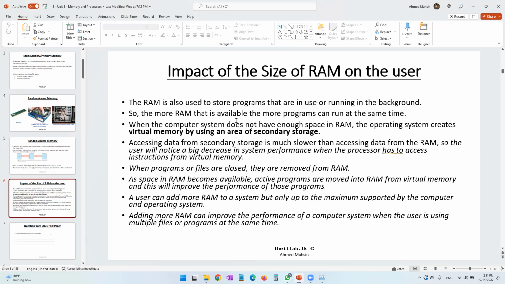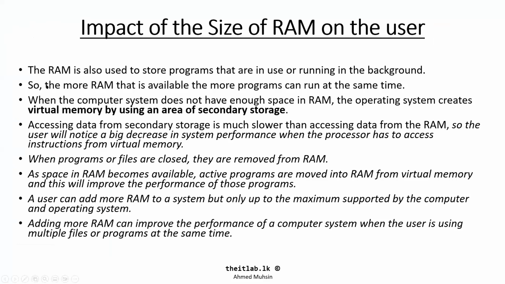Once the power is knocked off, it loses all the data. Okay, right. So moving on to the second point, guys, it says, the more RAM that is available, the higher the capacity of the RAM, the more programs can run at the same time. So if you have a 16 GB RAM, you can definitely have a lot more programs running at the same time than with an 8 GB RAM.